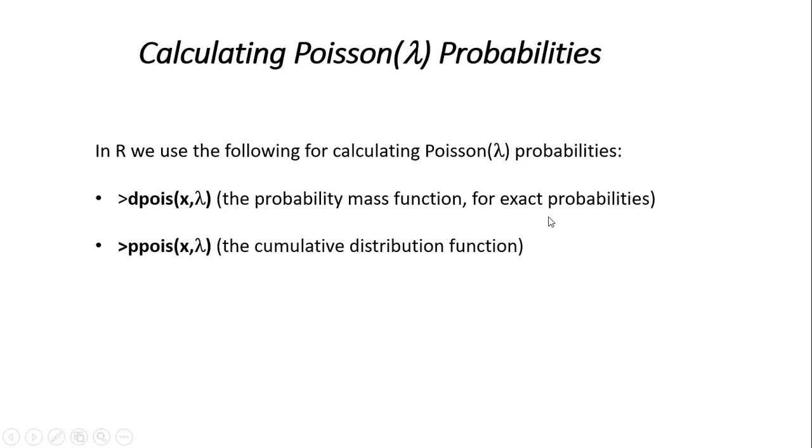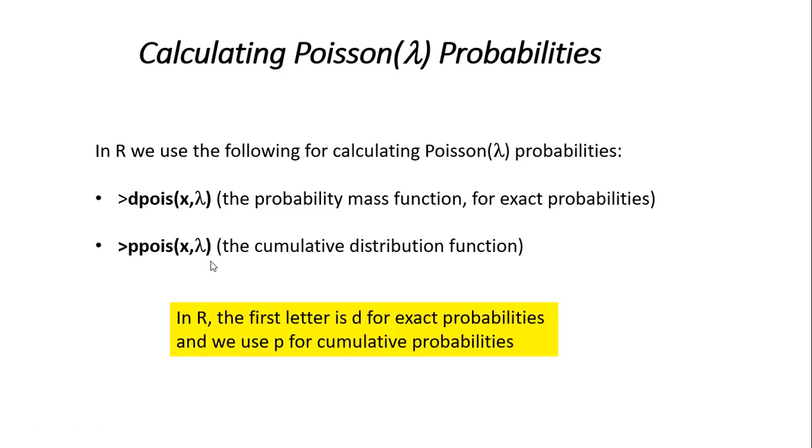When we want it for the cumulative distribution, we simply start off with p. So here I get ppois(x, lambda). And just one more time, the first letter d is for exact, and the first letter p is for cumulative.